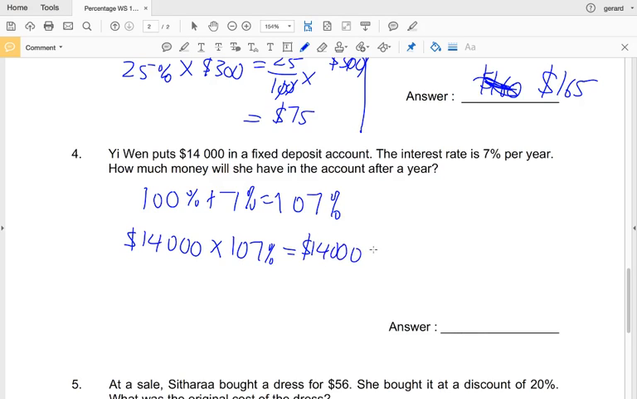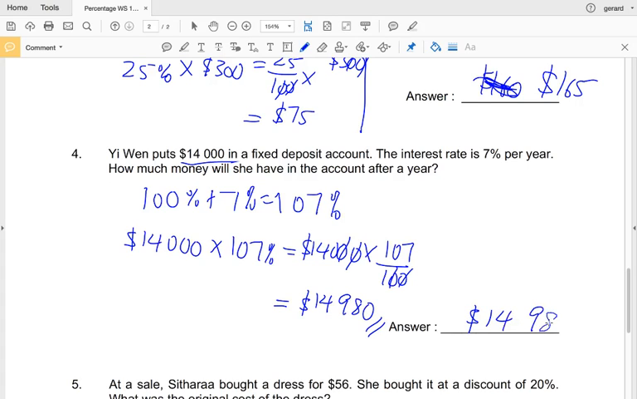Change this to a fraction, 107 over 100. Cancel off the zeros. Press your calculator, 140 times 107. You get the new amount, 14,980. Alright, so we are going to check: is this amount bigger than the initial amount? Yes, it is. So it makes sense. Money is going to increase after 1 year of putting it into the bank, becomes bigger, get this answer. Okay, so this is the final answer.